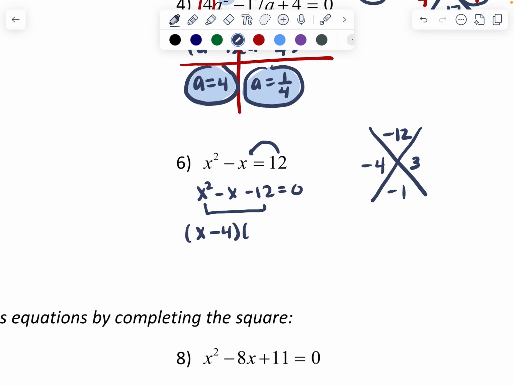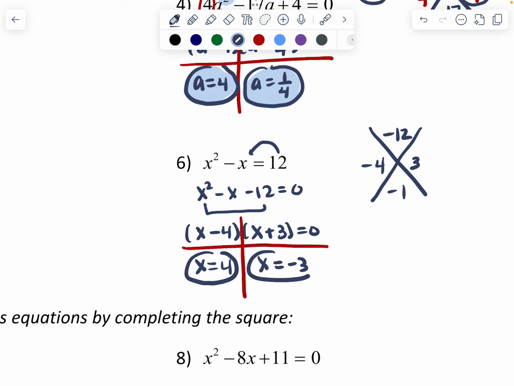Uh-oh, I have a low battery. That's not good. Equals 0. Okay, setting each factor equal to 0. See, now I'm panicked. What if I don't get to finish this? x equals 4, and x equals negative 3. And again, you guys, looking at this, right? The biggest exponent that I saw here was a 2.